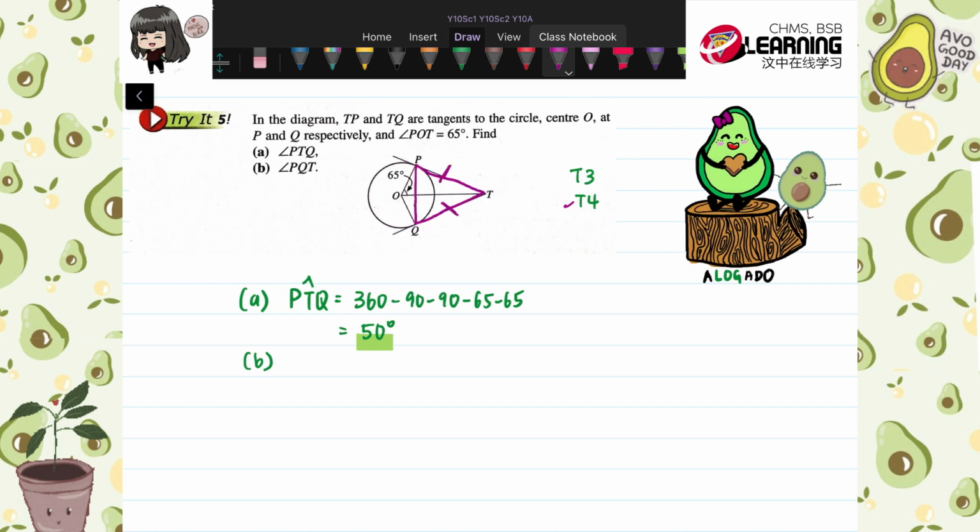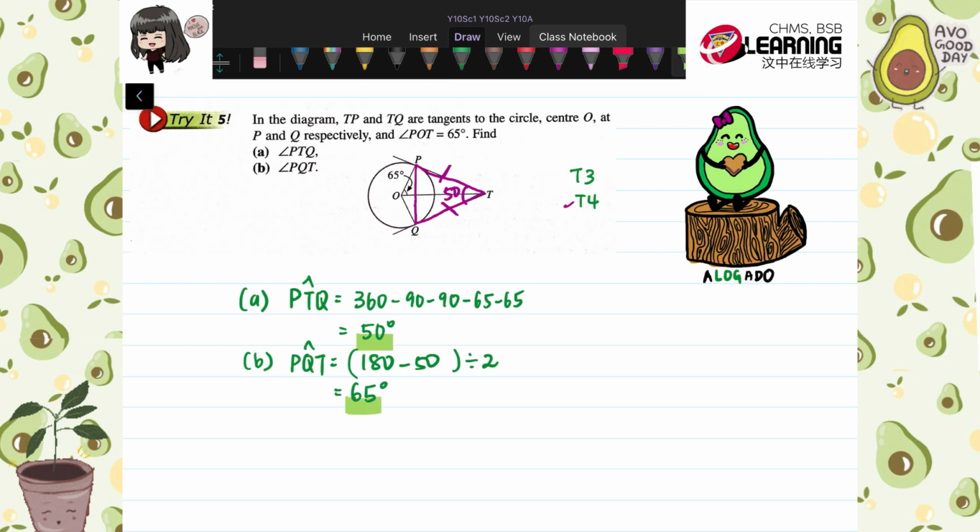Okay, and the angle we already found just now. This is 50. So we can find this angle PQT using 180 minus 50, and then we divide it by 2. Okay, this is an isosceles triangle. So I get 65 here.